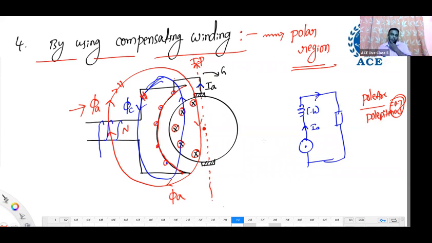Reduces armature reaction, but not completely eliminated. No? Compensating winding connected in series with armature always.